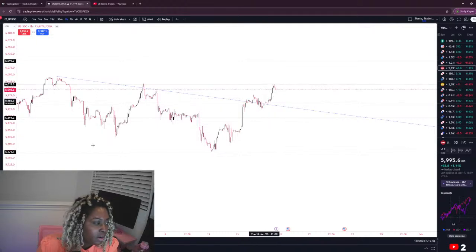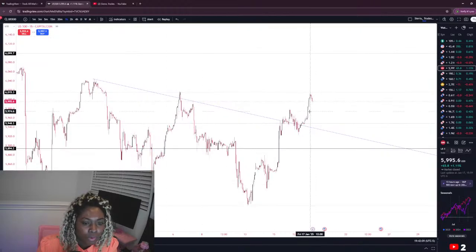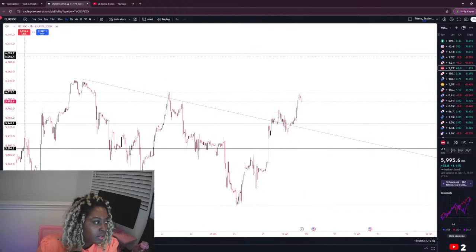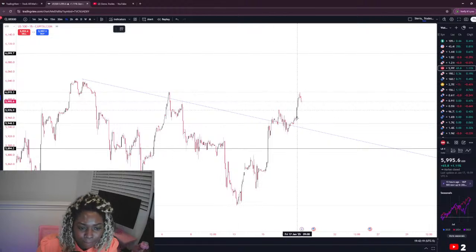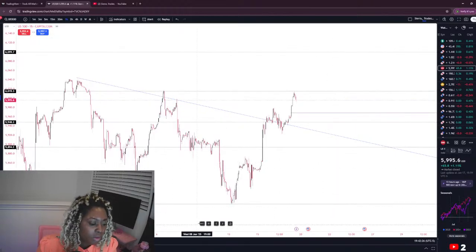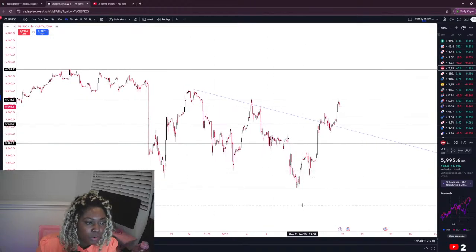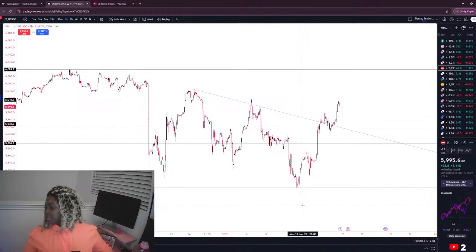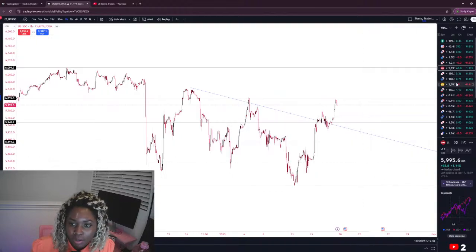Okay, so we have a gap here. We have a gap here. So instead of coming all the way down here, it could just stop here and then continue higher. But these are my zones for SPX. We'll see what happens Sunday evening and Monday morning.